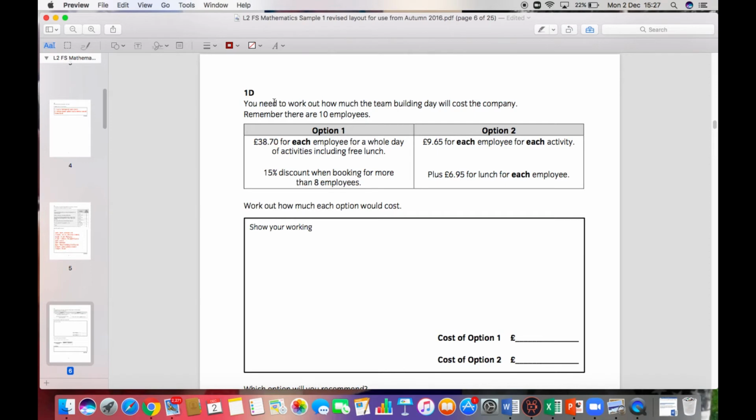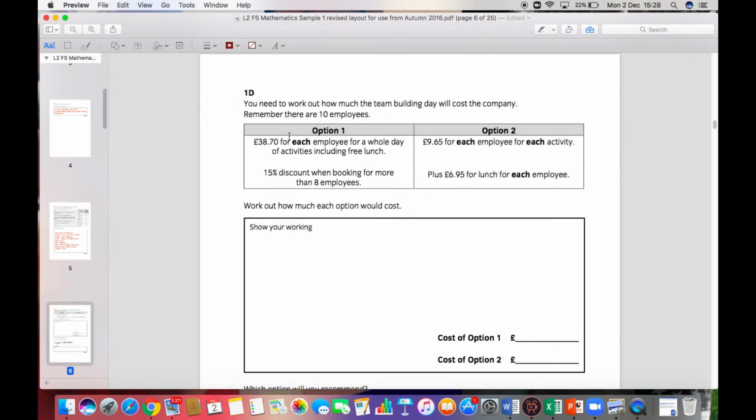You need to work out how much the team building day will cost the company. Remember, there are 10 employees. So option 1 is £38.70 for each employee for a whole day of activities, including a free lunch. But you get a 15% discount when booking for more than 8 employees. Option 2 is £9.65 for each employee for each activity, plus £6.95 for lunch for each employee. So that's 2 different options there.